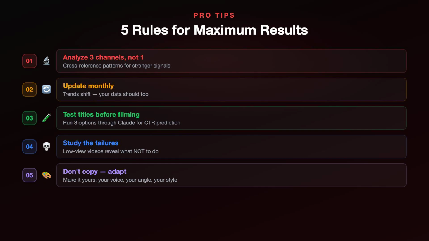3. Test titles before you film. Ask Claude to generate 10 title variations for your top idea. Post them as community posts and see which ones get the most engagement before you invest time filming. 4. Study the failures too. Their worst performing video tells you exactly what to avoid. 5. Don't copy, adapt. Use the structural patterns as your framework. Then inject your unique perspective and expertise. That's what makes your channel worth watching.